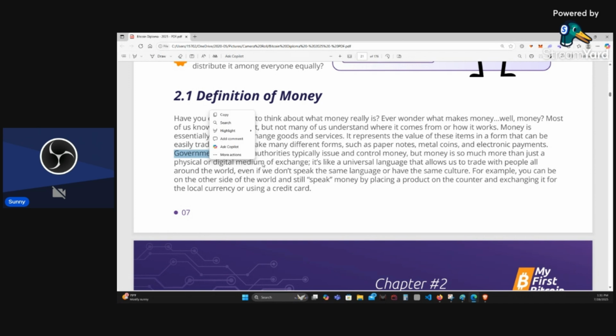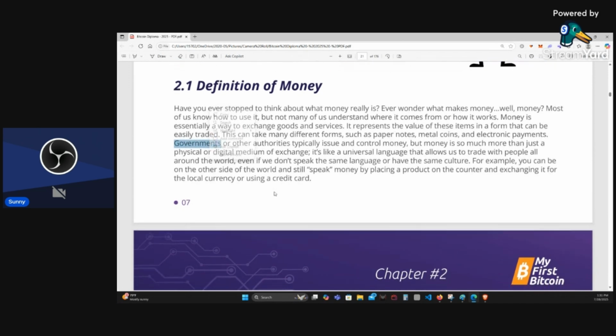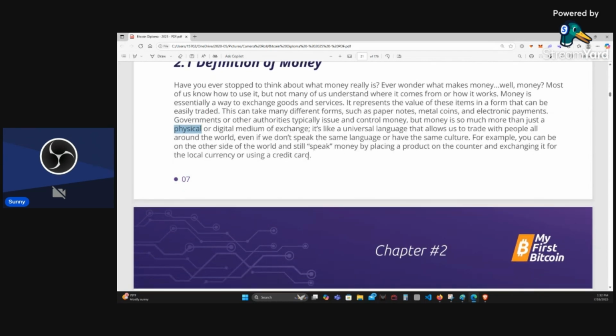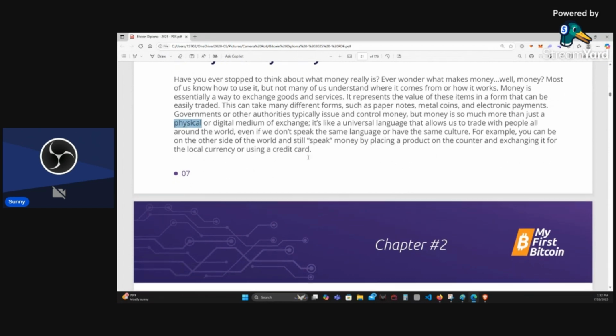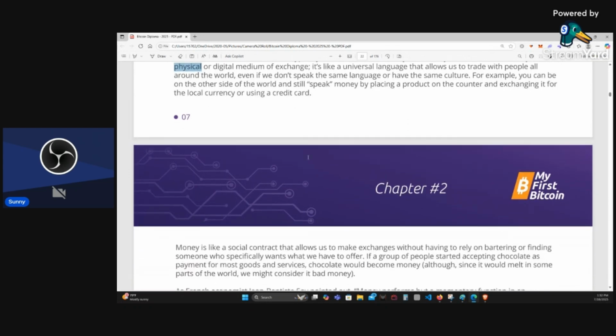Governments or other authorities typically issue and control money, but money is so much more than just a physical or digital medium of exchange. It is like a universal language that allows us to trade with people all around the world, even if we don't speak the same language or have the same culture. For example, you can be on the other side of the world and still speak money by placing a product on a counter and exchanging it for the local currency or using a credit card.